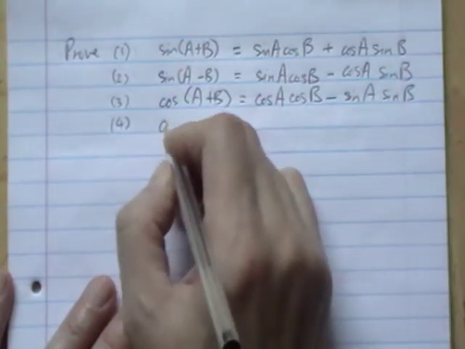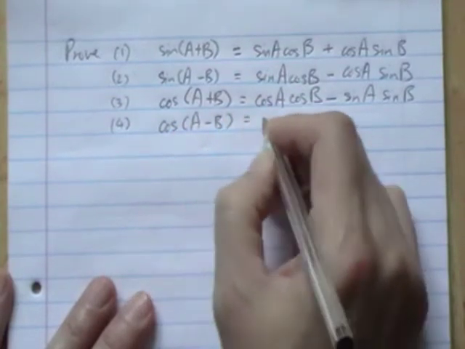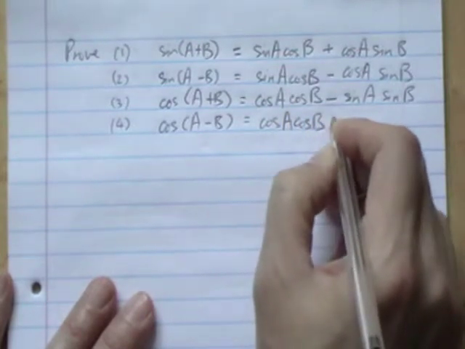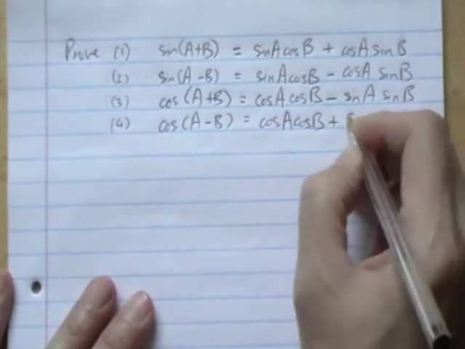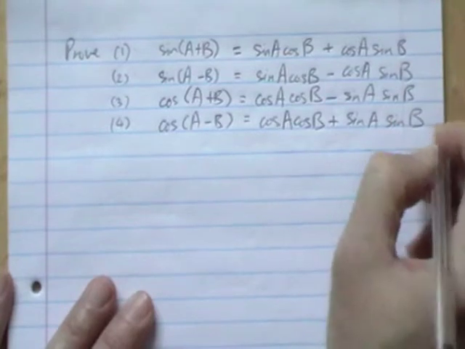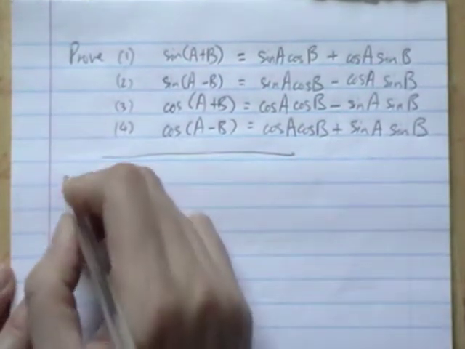And then I have cosine a minus b equals cosine a cosine b plus sine a sine b. So these are the four identities. Let me start with the first one.